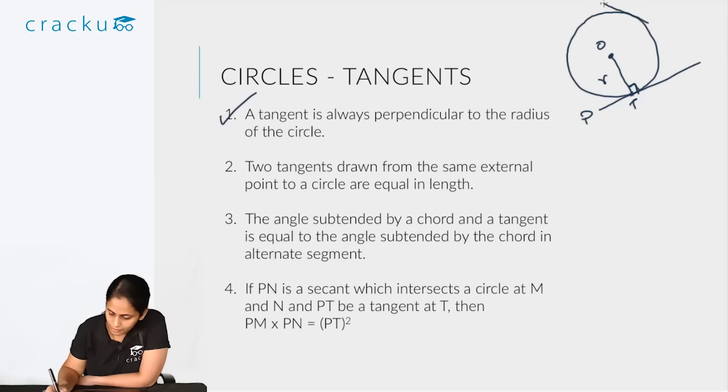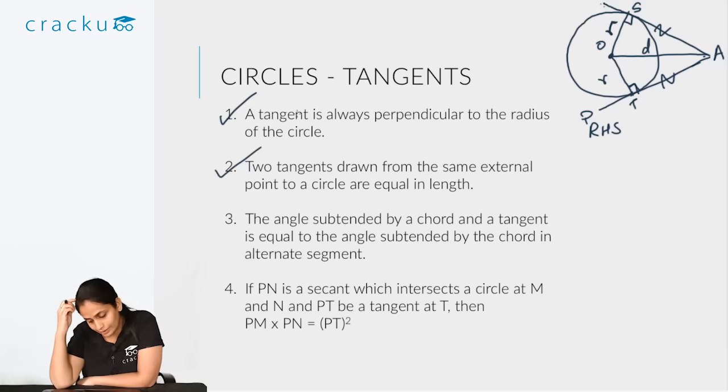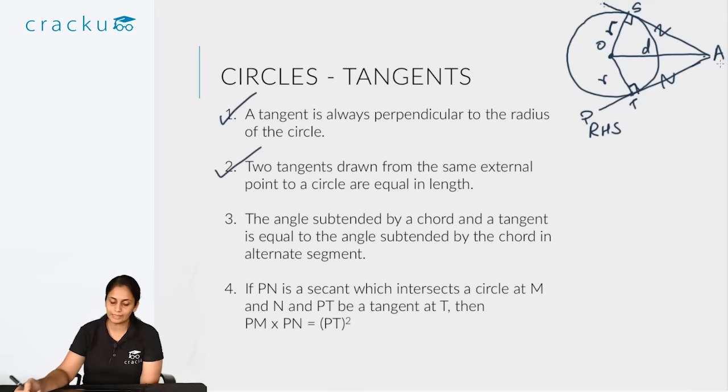So the second property: suppose I draw these tangents from the same common point A. So AT is one and AS is the other tangent. From the first property, I can see that these two are essentially two right angle triangles. The distance between the center of the circle and the external point is D, and these two are radii. So from the RHS property of congruency, I can infer that these two triangles are congruent to each other. From the fact that these two triangles are congruent, these two lines should be equal. Therefore, the two tangents drawn from the same external point should be equal in length. So from the fact that the tangent is perpendicular to the radius, and from congruency of triangles, I can infer the second property, that two tangents drawn from the same external point of the circle are equal in length.